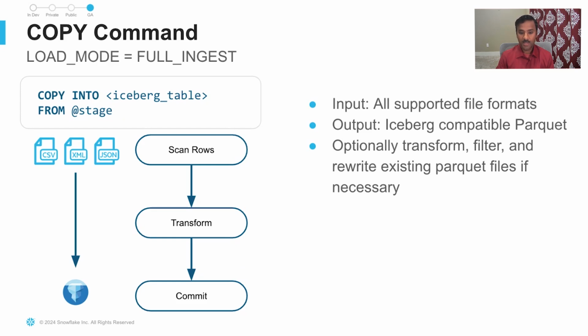The first step is to scan the rows from the source file using scanners that are specific to the file format. After the rows are scanned, the data is transformed in the next step. In this step, any projections or expressions are applied, and the resulting data now matches the format of the target Iceberg table. In the final step, Parquet files are created in the external volume of the table, and in the commit operation, Iceberg metadata is generated.